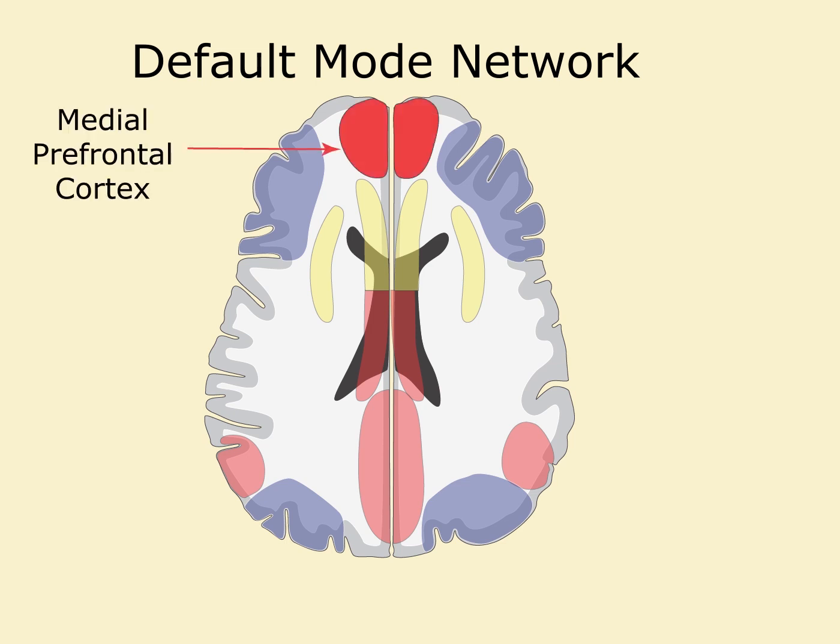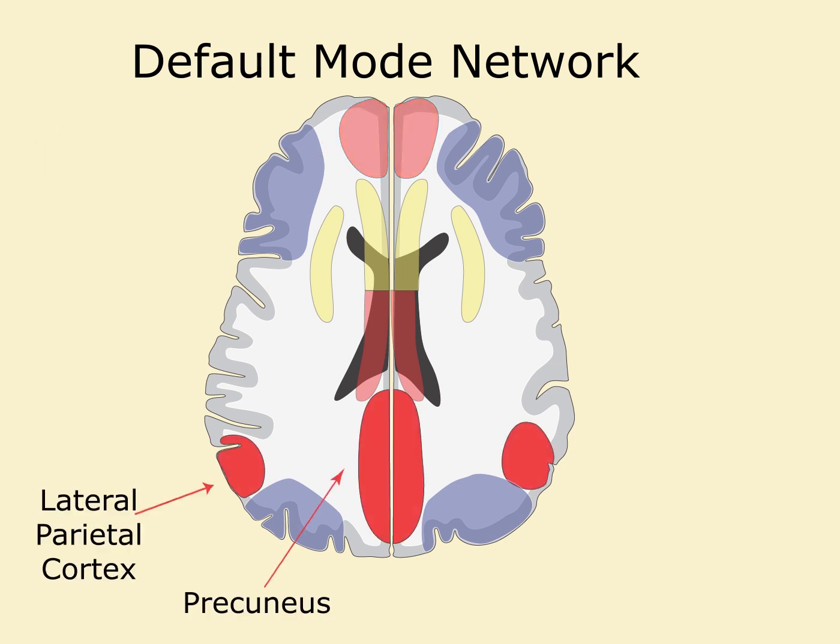The medial prefrontal cortex is involved in self-referential thinking and emotional processing. It receives information from the senses, emotional centers like the amygdala, and memory centers in the posterior part of the cortex. The lateral parietal cortex and precuneus are areas of long-term storage for self-referential memories. This includes both spatial memories and autobiographical memories. These regions are especially active during mind wandering. They bring up memories of the past and bring them to the attention of the MPC for contextual processing.